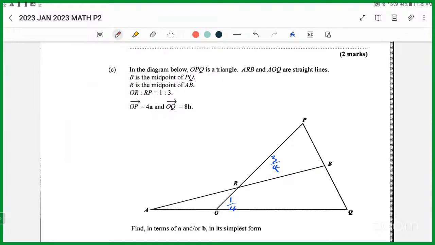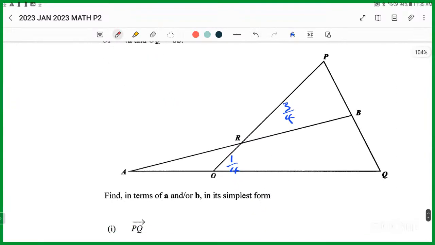So the vector from O to R right here is 1 quarter of 4A, which is just A. So the vector from here to here is A. It's like a red vector, right? Let me zoom it up. This vector here is A. I'm going to move this quarter out of the way, it's somewhere different. So this vector right here is A.